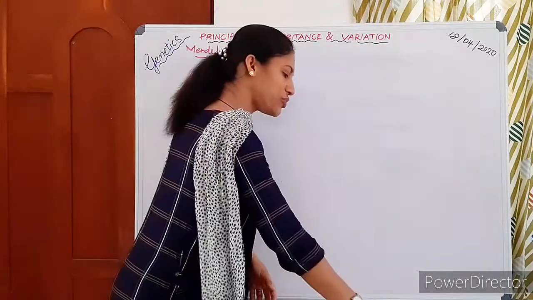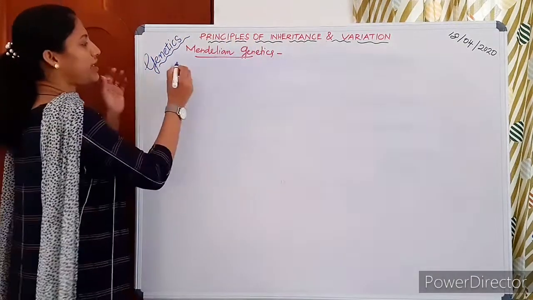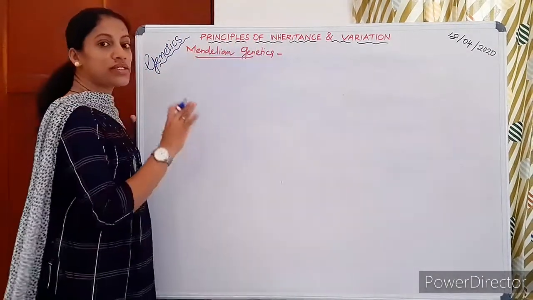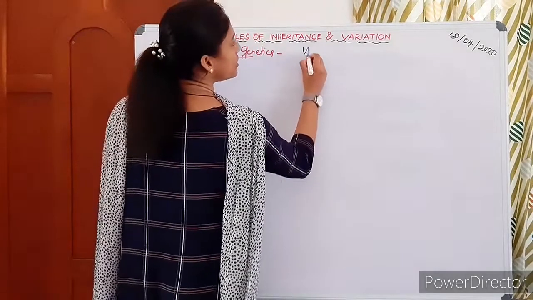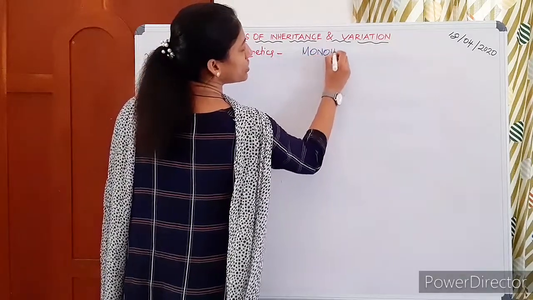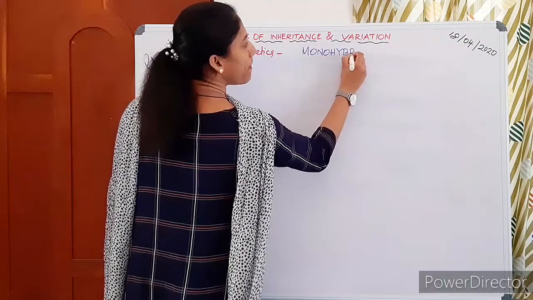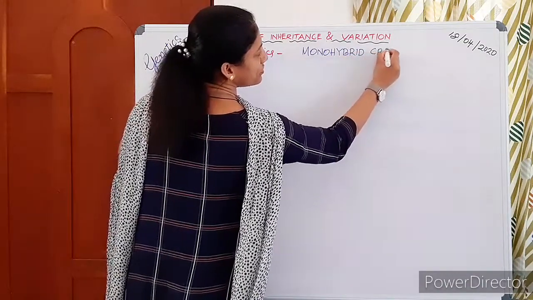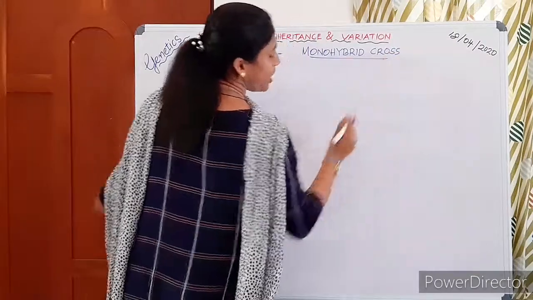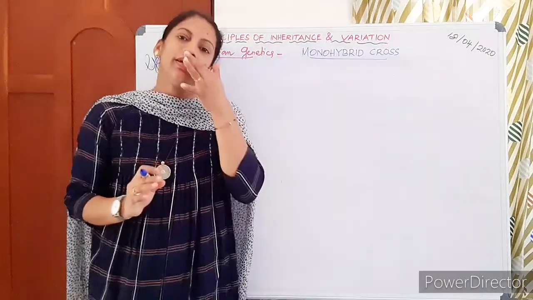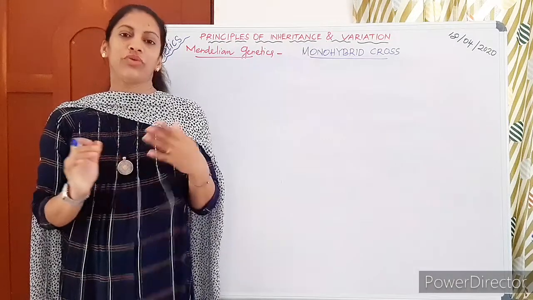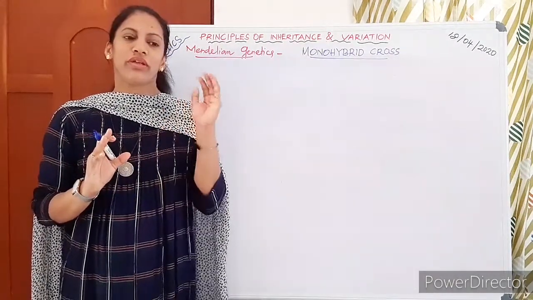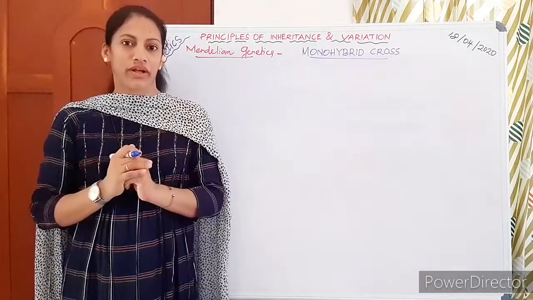Then let us move to the major portion of Mendelian genetics. Mendel conducted monohybrid crosses, dihybrid crosses, trihybrid crosses, etc. Here, first we discuss a monohybrid cross conducted by Mendel. Monohybrid cross. You have learned it already. Still, can you say what a monohybrid cross is? You might have studied, it's a cross in which only one character is taken into account.